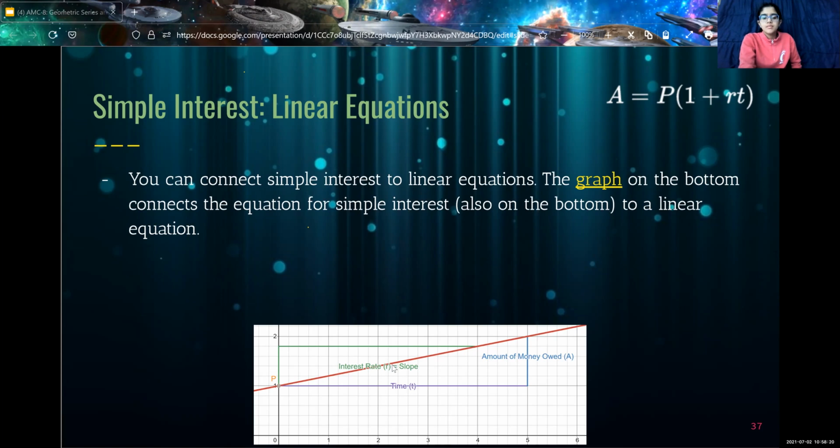So what you would do is, if you graph a linear equation, then the y-intercept would be P, and that would just be the principal, the amount you borrowed. The interest rate would be the slope, which is just R. Then the amount of money owed is the height, the y value, and the time, or t, is how far horizontally, or x.